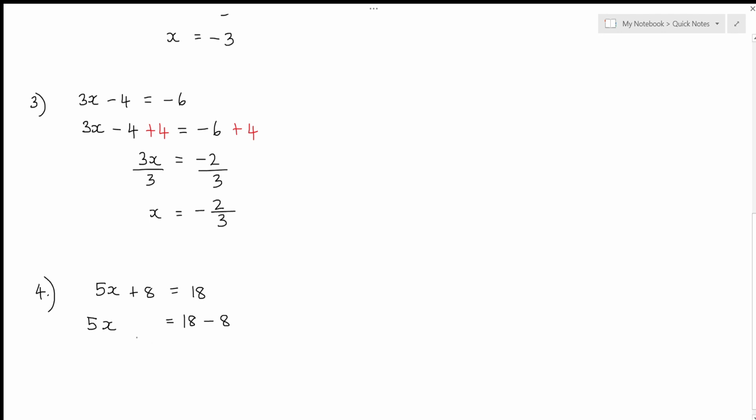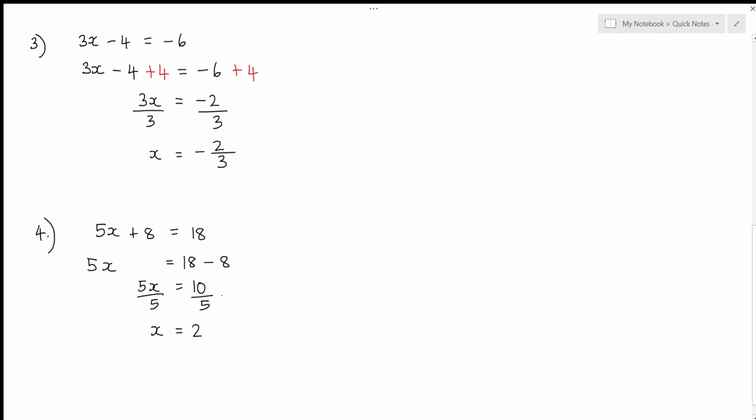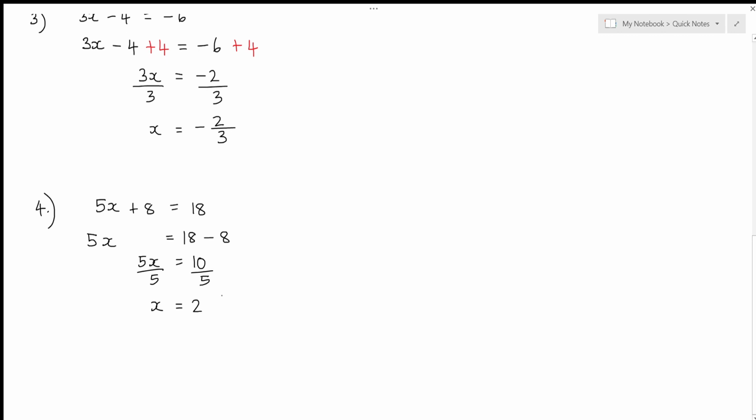Okay, and I've got 5x equal to 18 minus 8, which will give me 10. And then I'm going to divide both sides by 5. Divide by 5 on the left-hand side, divide by 5 on the right-hand side. And my answer is x equal to 2. Okay, one last one. Number 5.